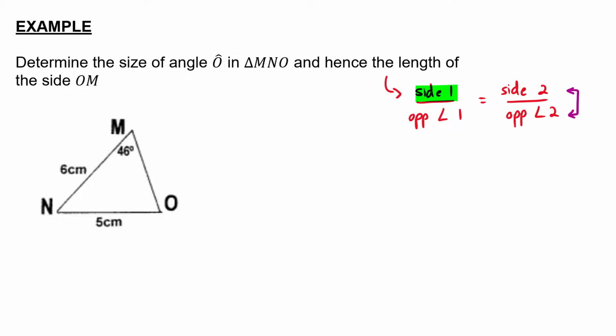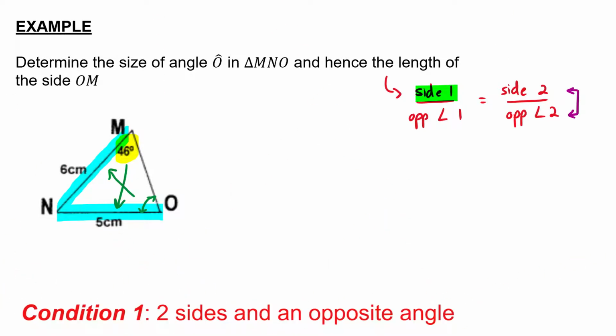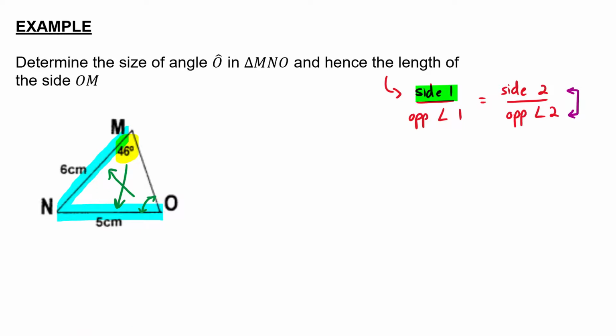Because if we're trying to find the angle O, which is over there, you can clearly see we've got the opposite side from that angle, and we've got an angle and an opposite side over there. Let's look quickly at what we've got in this question. We've got two sides and a given opposite angle. And so we know that the conditions to use the sine rule are fulfilled, and we can then use the sine rule.